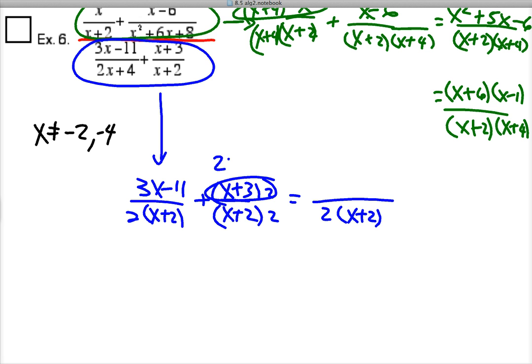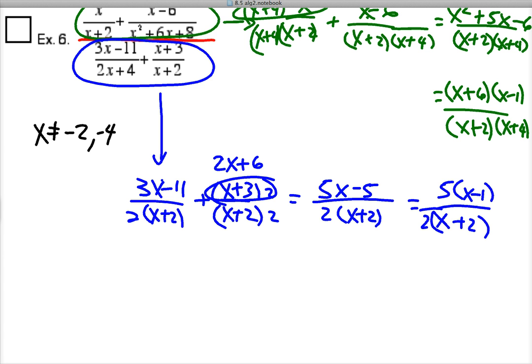Right here, this would turn into 2x plus 6. Distribute that 2, you'd have 2x plus 6. So my numerator would be 3x plus 2x is 5x. Negative 11 plus 6 is negative 5. I then look to factor that. I can take a 5 out of the top and then just leave it as 2 times quantity x plus 2 in the denominator.